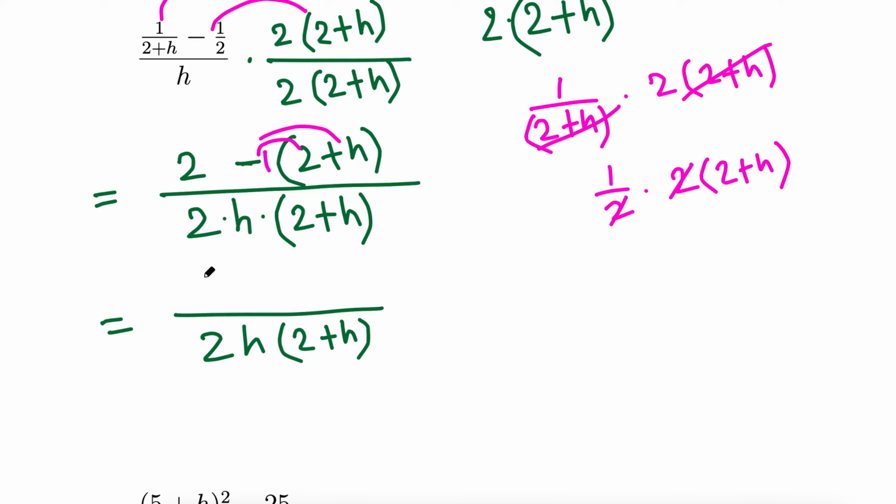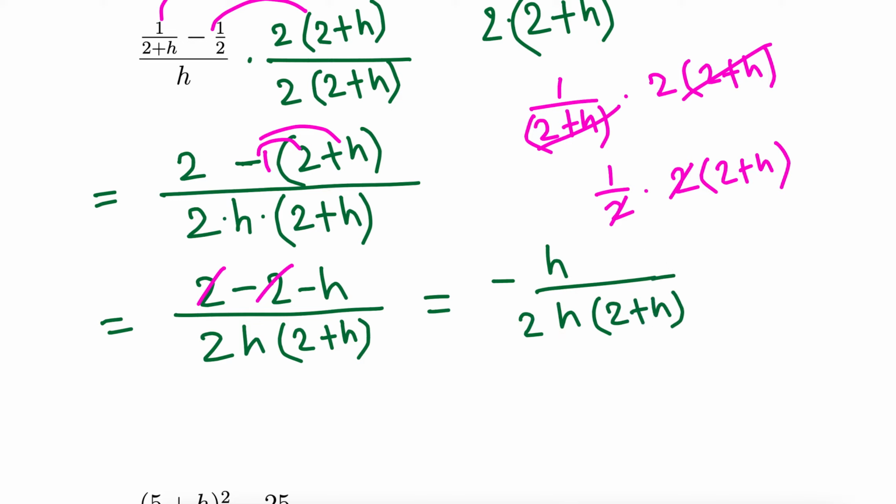We need to distribute. So 2 minus 1 times 2, 2 minus 1 times h, minus h. Now on the top, 2 minus 2, 0, or we can just say, okay, we're subtracting. That leaves just negative h on the top over 2 times h times 2 plus h. Now we can cancel h and h. It's negative, we can pull it to the front. That leaves negative, nothing means 1 on the top, 1 over 2 plus h.